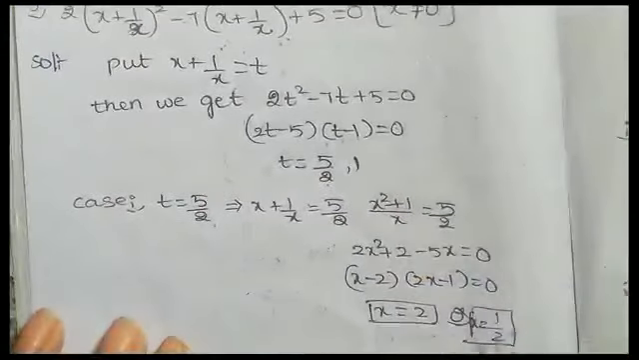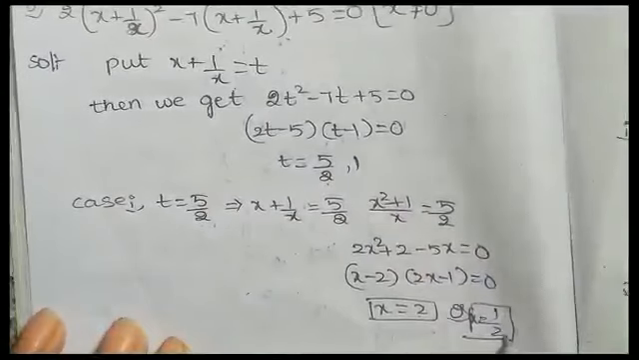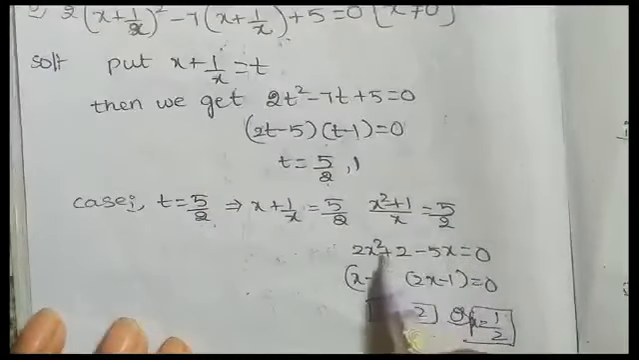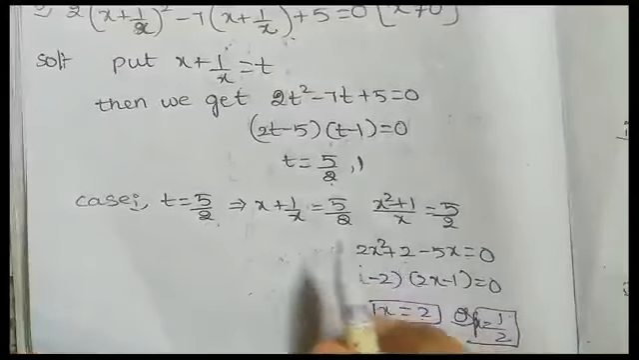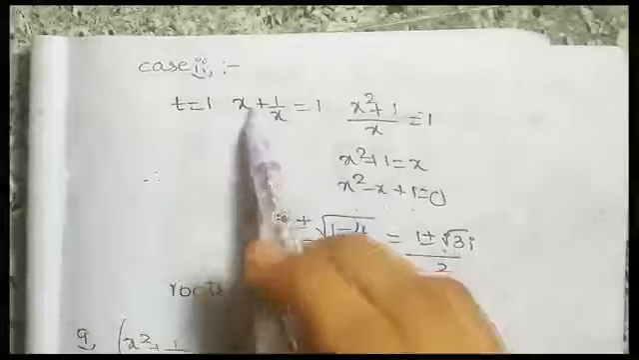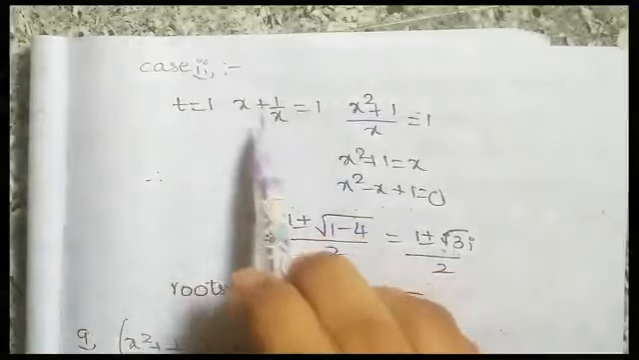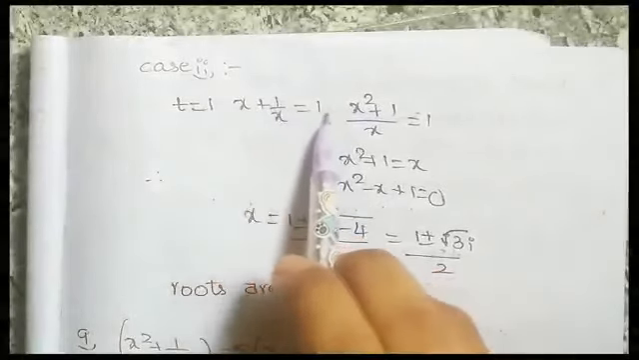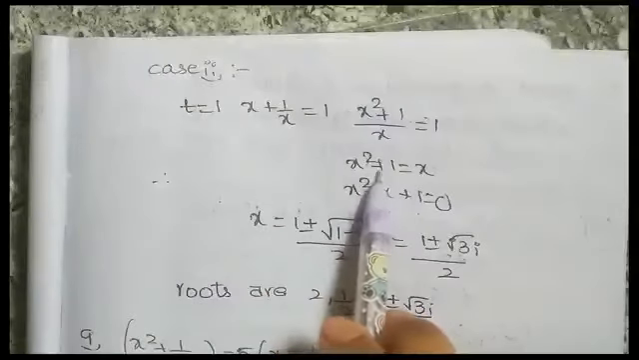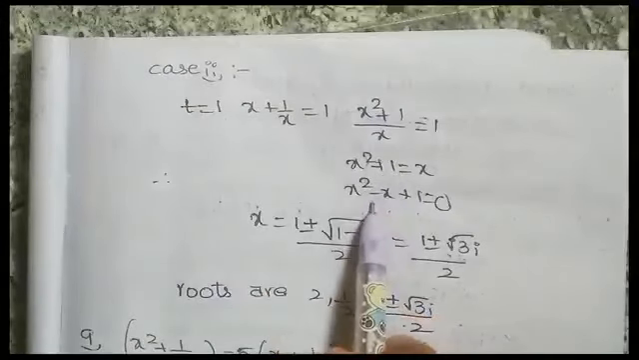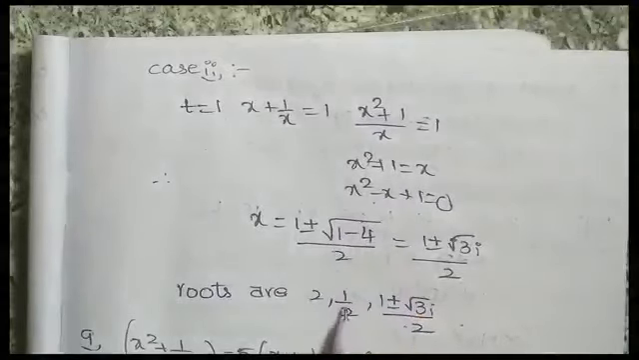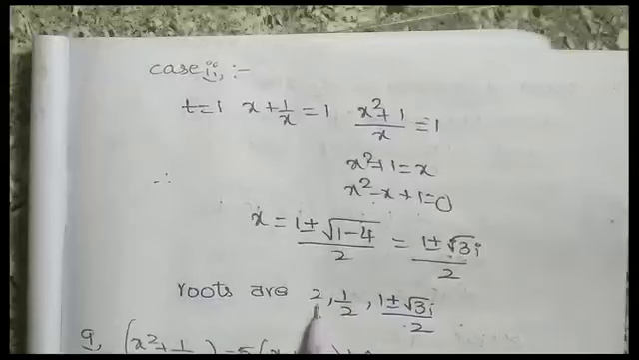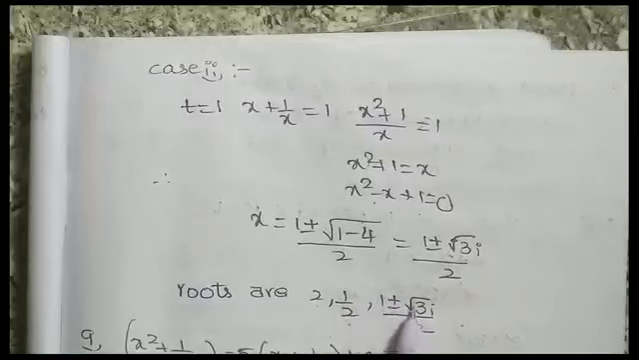Then we will get two roots. One is 2 and 1 by 2, after getting a quadratic equation, that is 2x square minus 5x plus 2. And another root, that is t. So t is equal to 1. Substitute in this, x plus 1 by x equal to 1. Then we will get a quadratic equation, x square plus 1 minus x. So we have complex roots too. So totally how many roots do we have? Totally 4 roots. One is 2 and 1 by 2 in case 1, and 1 plus or minus root 3i.